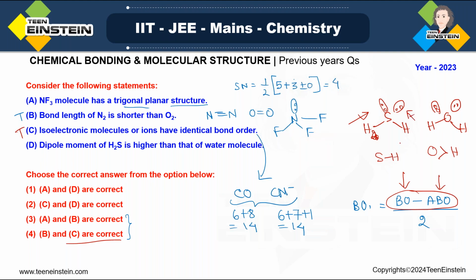But remember, the difference between S and H and the difference between O and H: obviously O is more electronegative than sulfur. So that is why the difference between O and H is more than the difference between S and H, and that is the reason the dipole moment of water will be high, not H2S. This is false. And the last statement is the correct option. Okay.